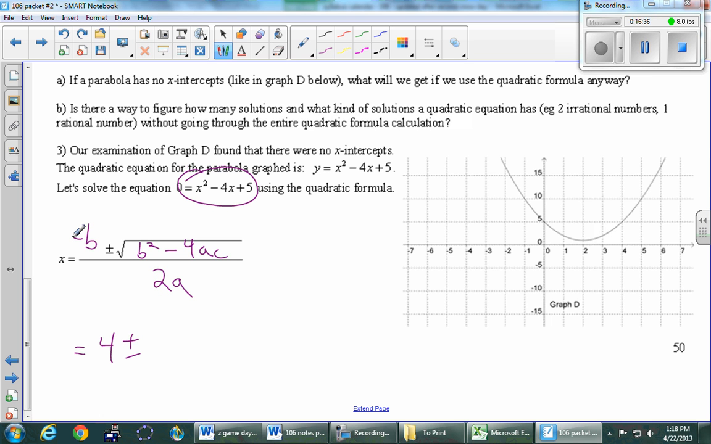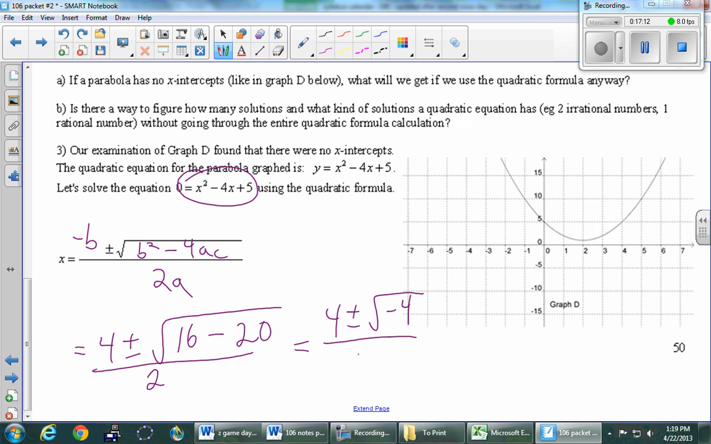B squared, how much is negative 4 squared? Yeah, what do we get when we square it? 16 minus 4 times A times C. Minus 20 is good. All divided by 2A, which is 2 times 1, which is 2. So we get 4 plus or minus square root of negative 4, divided by 2.